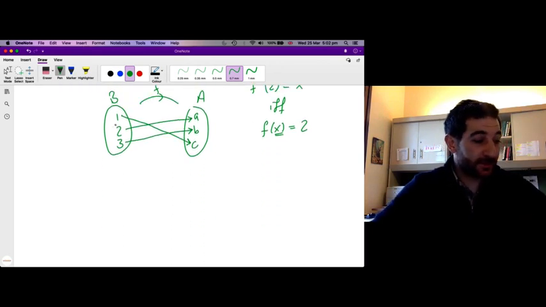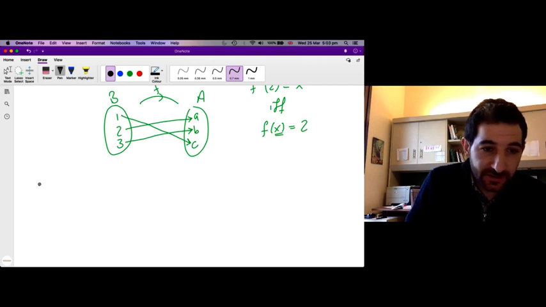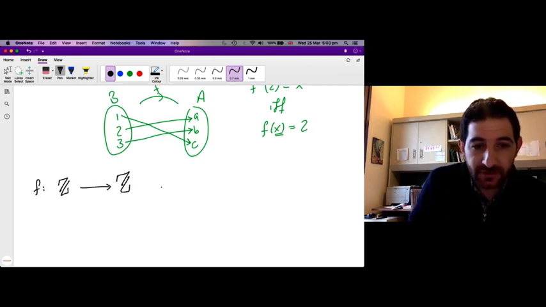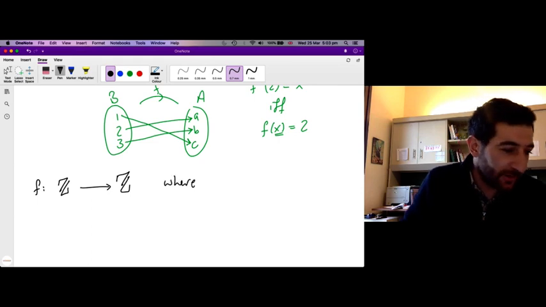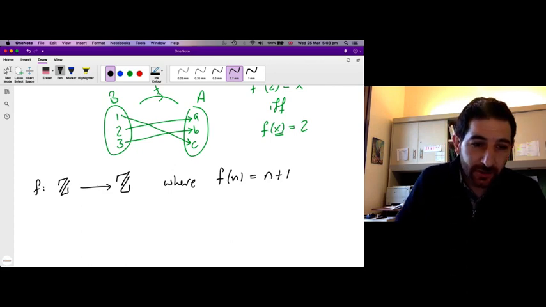Now let's have another example. Consider the successor function from Z to Z, the set of integers, where f of n is defined to be n plus 1. So for every integer in the domain, the function assigns the successor n plus 1, which is also an integer. Now find the inverse of f.